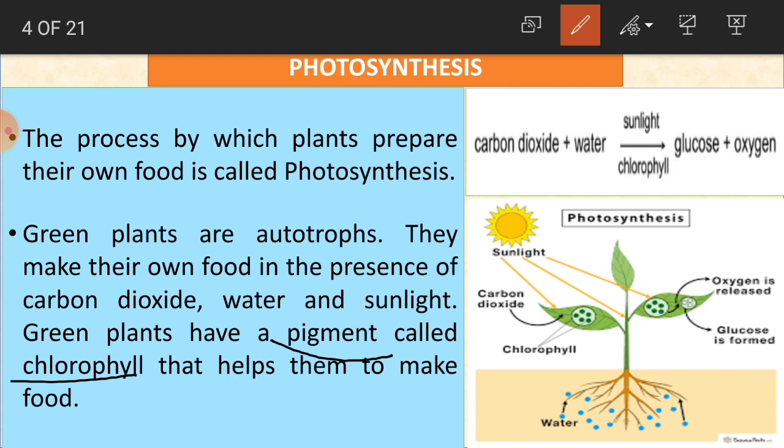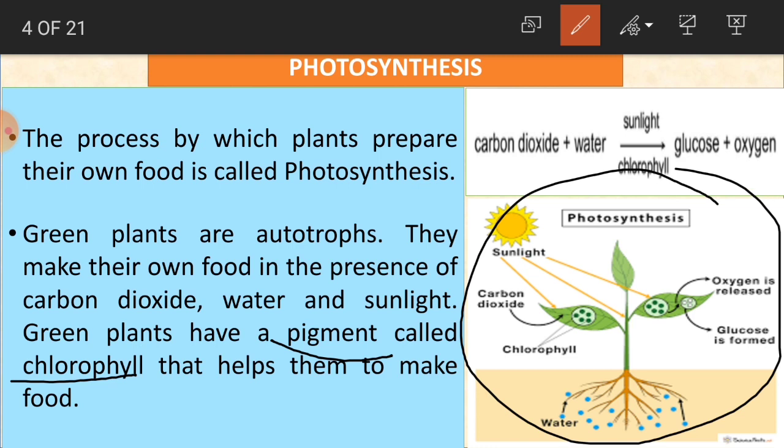As you see in the diagram, see, it is here. The leaf is where the photosynthesis process is going on. It is receiving sunlight, it is receiving carbon dioxide, and even water, as the roots are absorbing water, and here the chlorophyll is seen on the leaves.